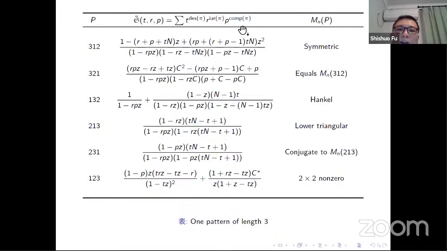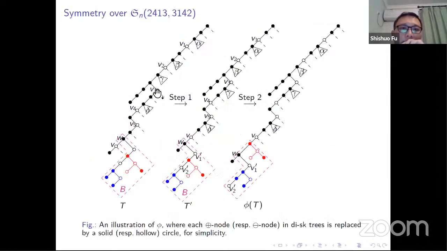You consider this trivariate generating function. We computed it, and it turns out to be rational, the generating function. And some of them have further symmetry properties. I don't have time to go over that. And this is one picture showing the main idea of the proof.